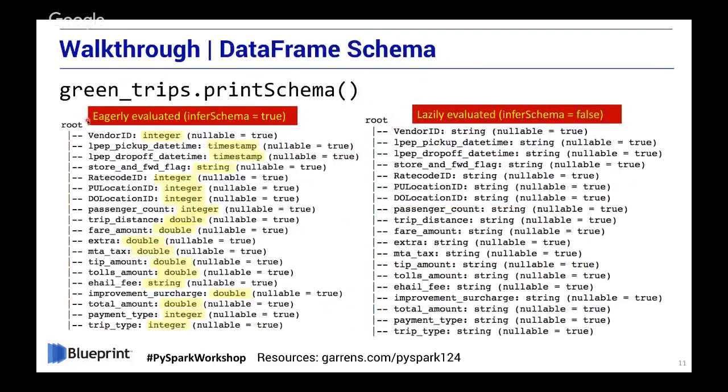So after we do eager evaluation with infer schema equals true, you'll see that I had highlighted all the different data types that each column has. And you see that there's a vendor ID, drop-off location ID, pickup location ID. And you'll see that these are integers. There's some timestamps, some strings, some integers, some doubles. So you'll see that it's a nice diverse mix of data types that are much more helpful than just all strings. But if we did it lazily, with infer schema false, you'll note that every single data type is just a string, which is not very helpful when you actually want to do a lot of this stuff.